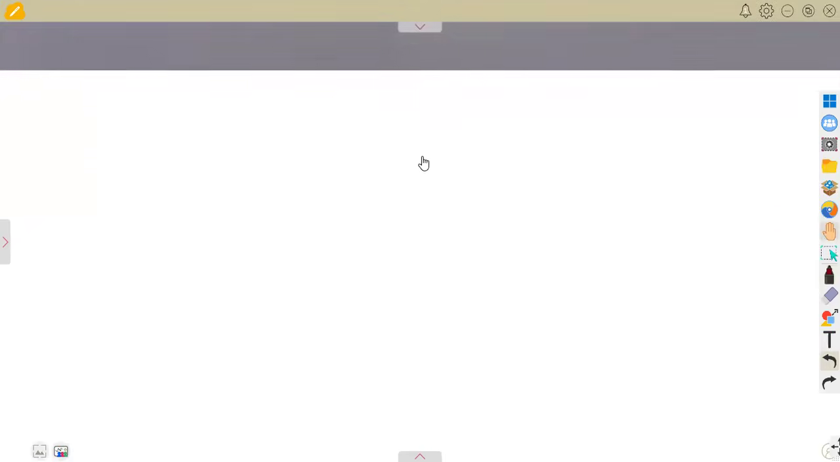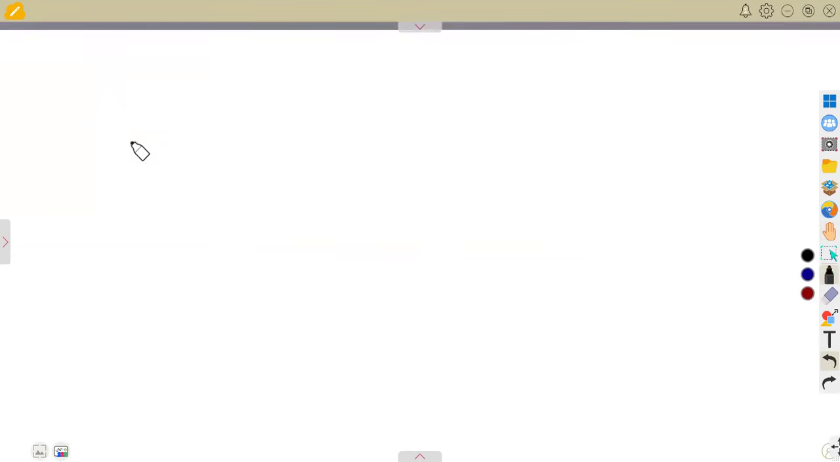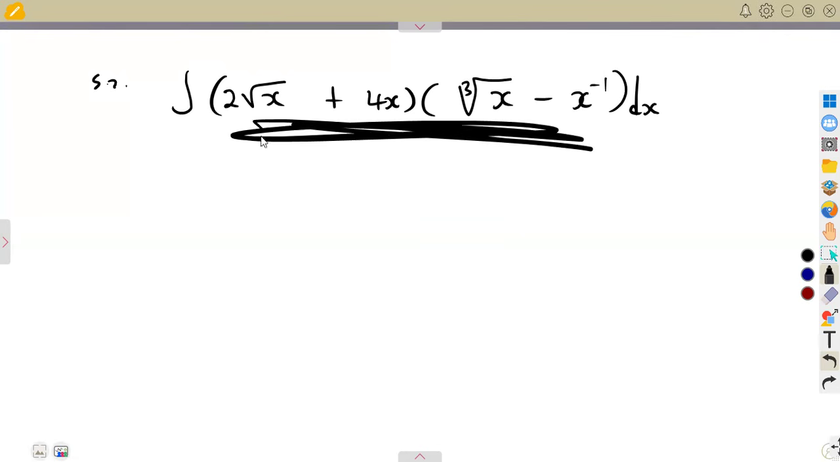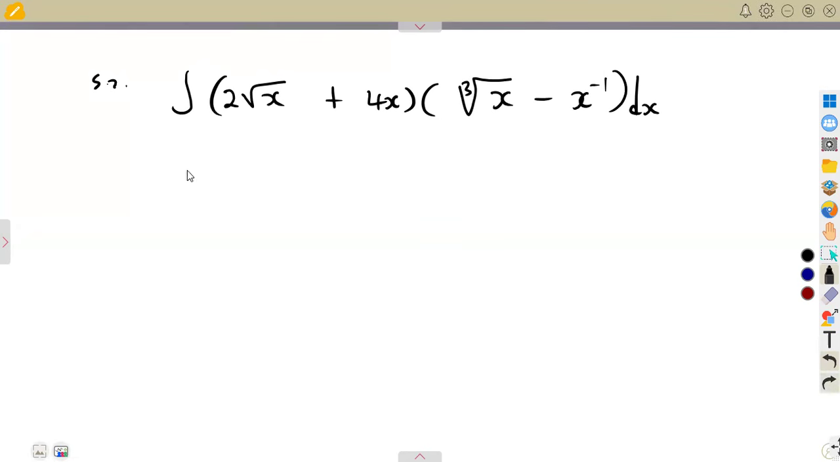That was 5.2. Let us just see how you are supposed to simplify this 5.2, where you are given to integrate 2 square root of x plus 4x in a bracket, times the cube root of x minus x to the exponent of minus 1, with respect to x. In an actual sense, we can see that it's a product of the 2 brackets that we are given. Let's start by simplifying before you integrate.